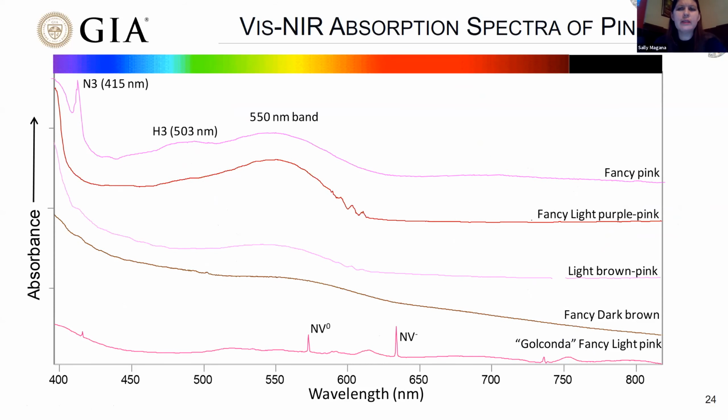So here we're showing a number of absorption spectra for pink diamonds. Almost all of these have this 550 nanometer band. Some are more pronounced than others, but they're all showing it. We can also have some diamonds that have nitrogen-related features as well, and that helps boost up the overall absorption that we see in those stones.